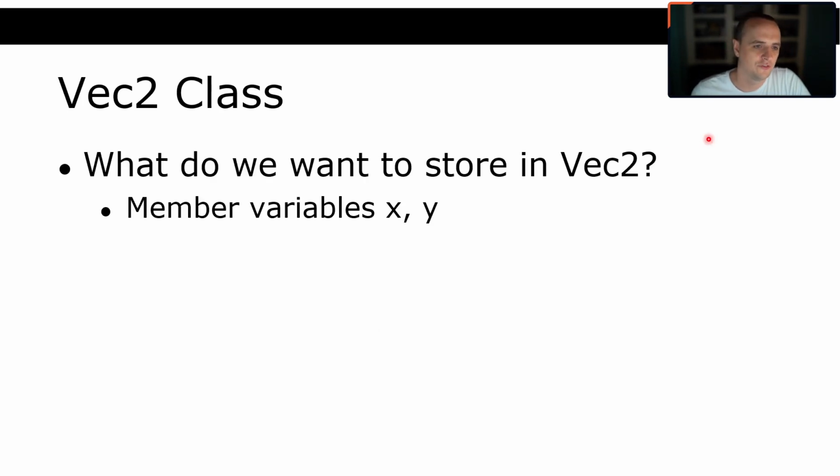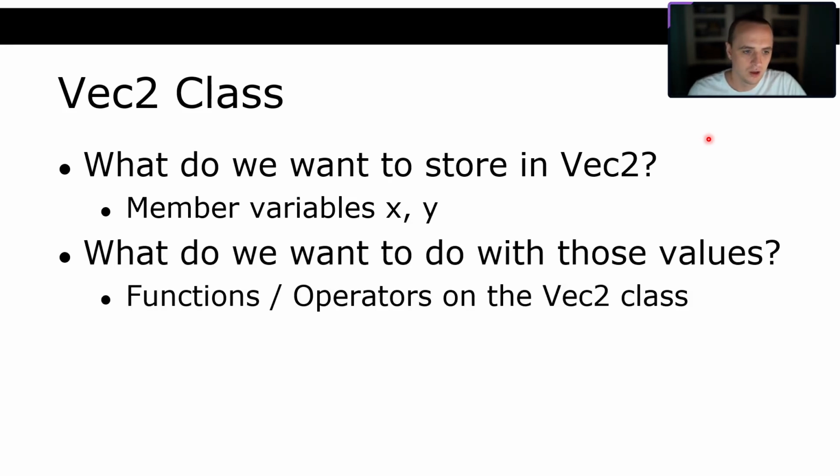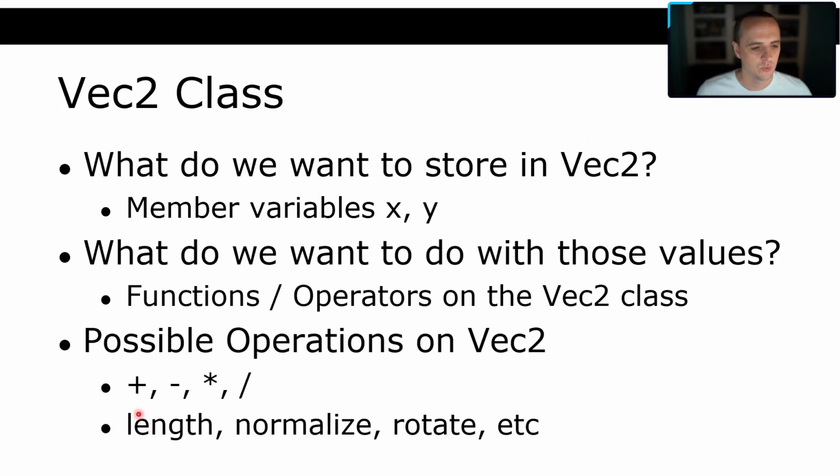So what sort of variables do we want to store in this vec2 class? What will it contain? Well, it essentially just needs an X and a Y component. What do we want to do with those values? Well, maybe I want to add 2 vec2s together, or I want to subtract them, or I want to divide, or I want to get the distance between them. So we're going to have a bunch of functions and operators that we put into this vec2 class. For example, we could have addition, subtraction, multiplication, division, whatever division means for vectors. We'll see that later. We could get the length of a vector. We could normalize a vector. We could rotate it, etc.